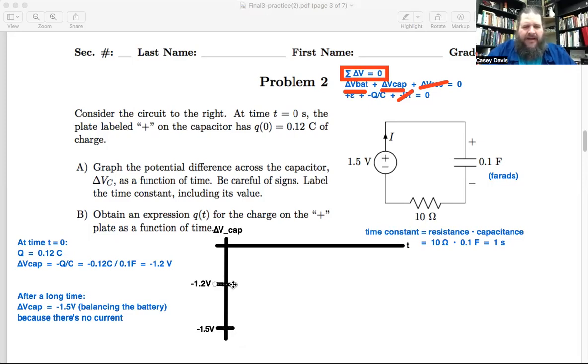We know that at the beginning, the voltage is negative 1.2 volts. And we know after a long time, it should approach an asymptote of negative 1.5 volts. So that's the asymptote it'll be approaching. And what shape should it look like between those? What kind of graph is this?